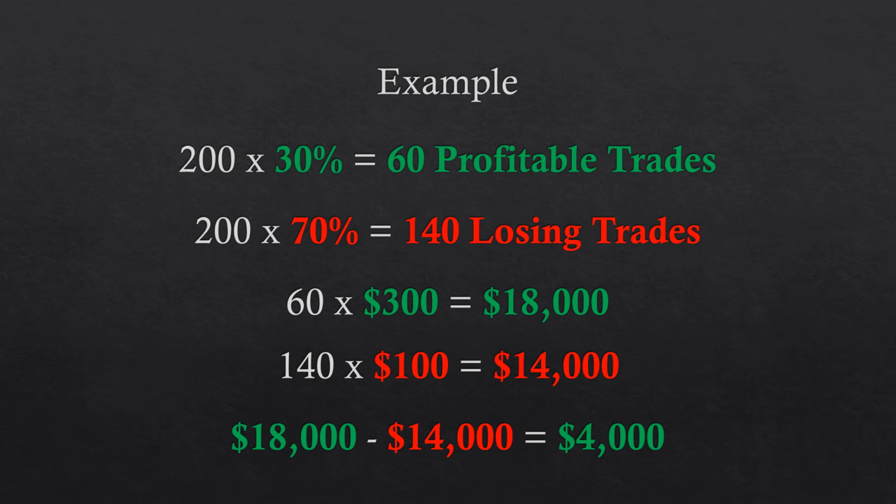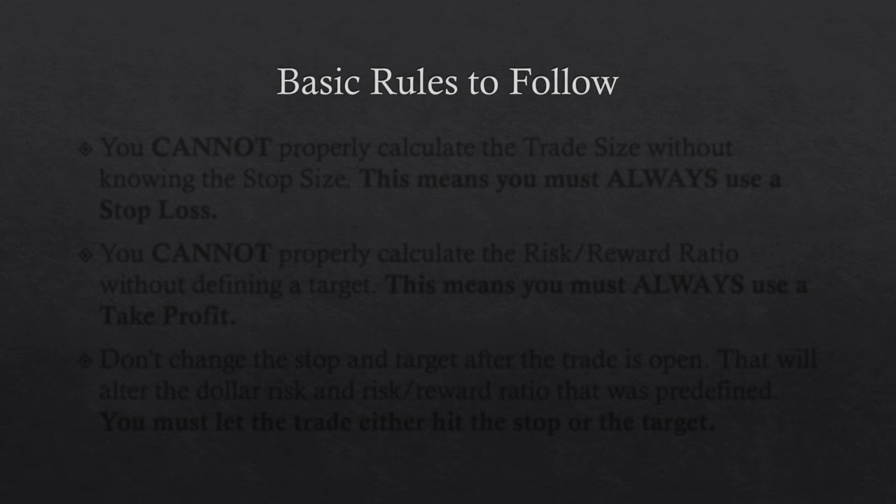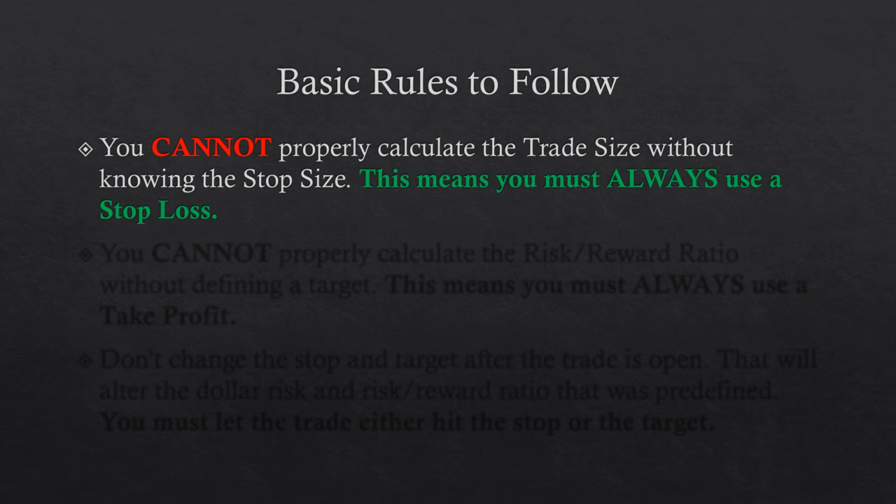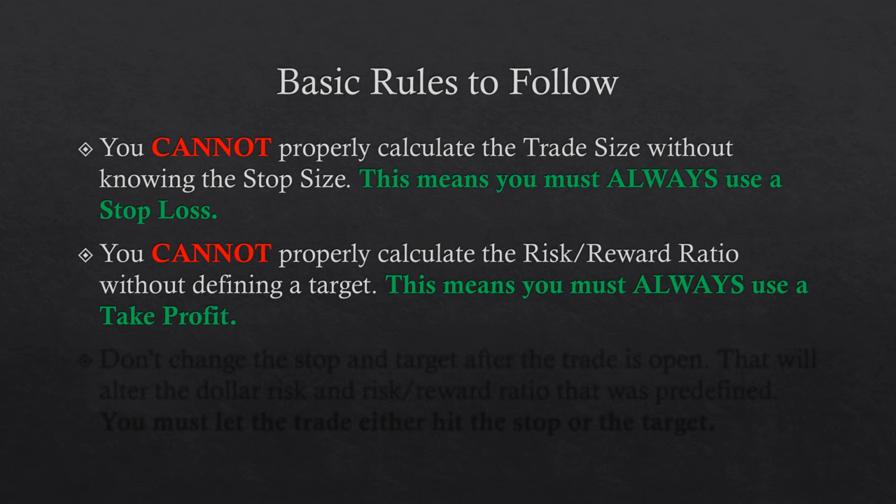Given these simple ideas about money management, we can reach a few conclusions and raise a couple of questions. Number 1, you cannot properly calculate the trade size without knowing the stop size first. That means you cannot trade without a stop loss. Number 2, you cannot calculate your risk-reward ratio properly without establishing a target. That means you cannot trade without a take-profit target.